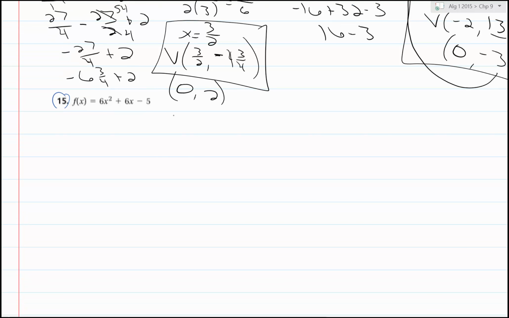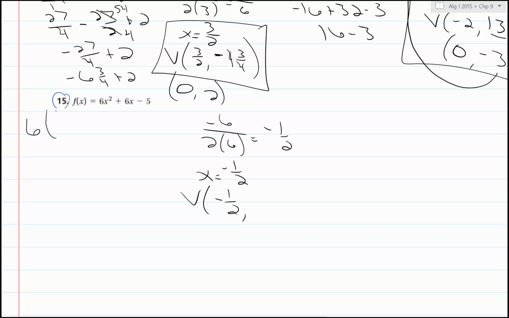And 15, negative b over 2a, negative 1/2. X came out to be negative 1/2. Alright, so we can use negative 0.5 if you want. I'm going to plug it in as 1/2 to continue working with fractions. 6 times negative 1/2 squared plus 6 times negative 1/2 minus 5. Minus 5 is going to stay. Negative half of 6 is negative 3.